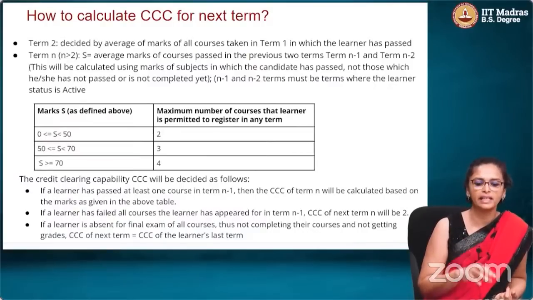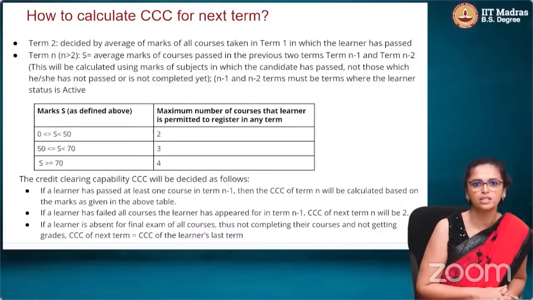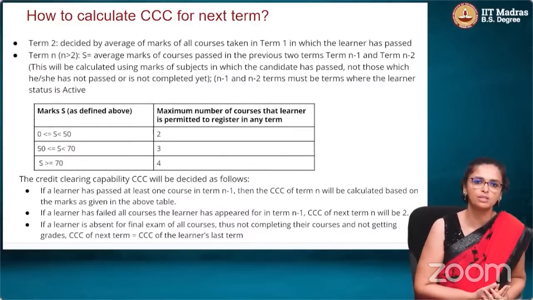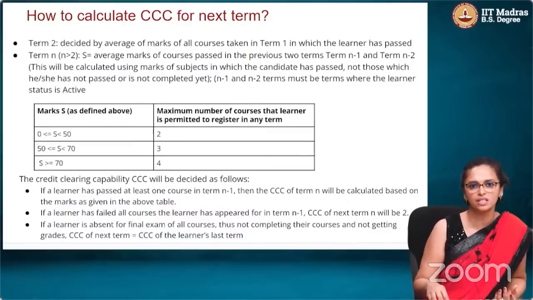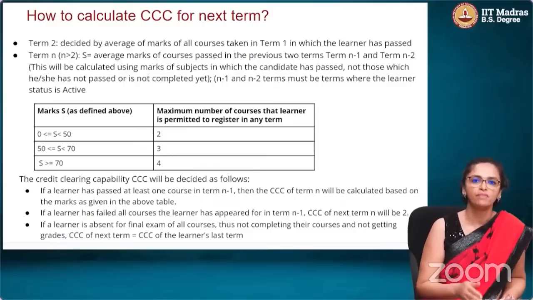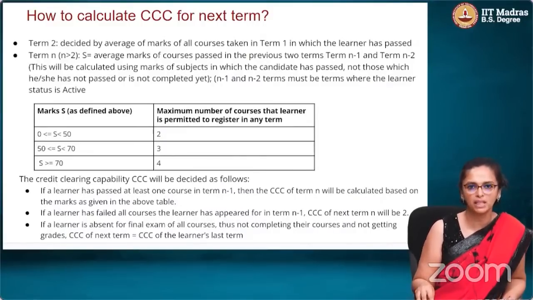It's called the credit clearing capability, and this is something that you should think about for yourself. You should also look at how you have been doing in the courses, how much time you are able to spend, and then decide to register for courses so that you do them really well, get good grades and get a good CGPA. So that is something very important you have to keep in mind when you are deciding how many courses to register for in a particular term.